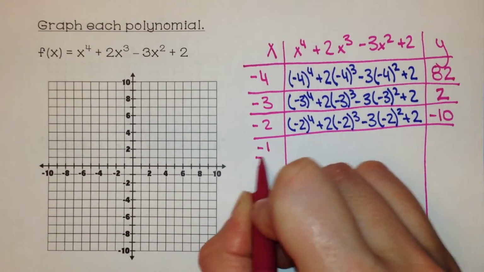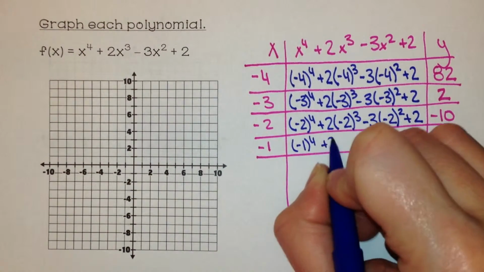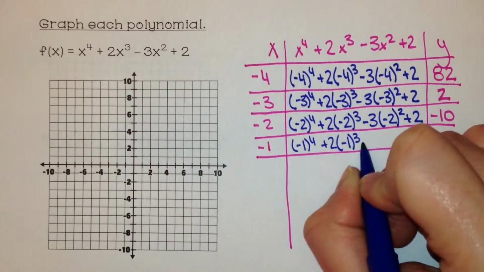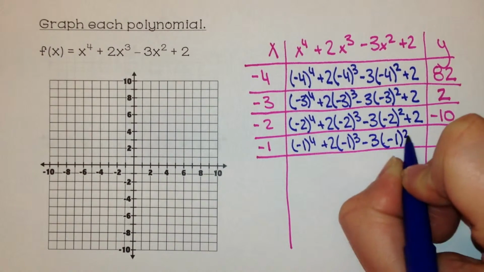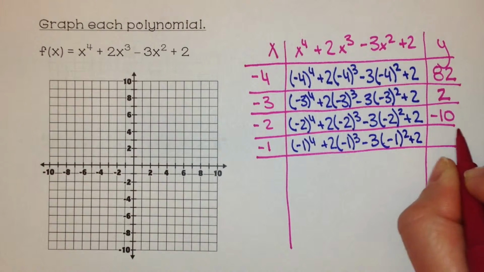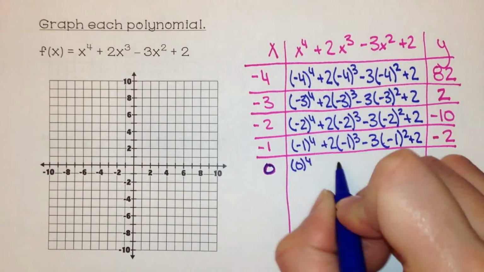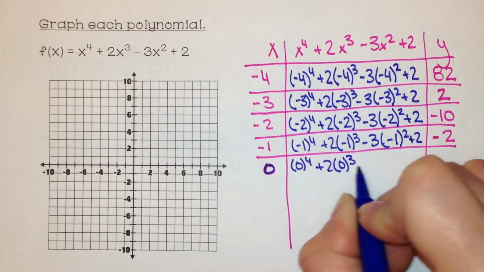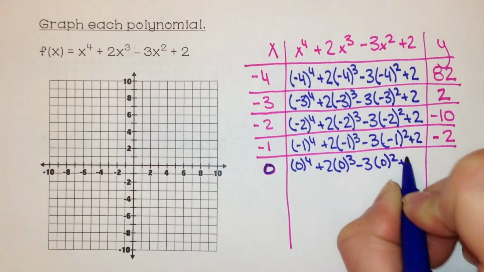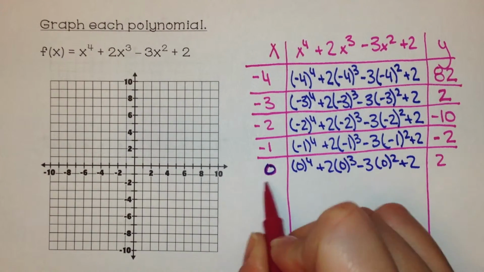So I'm going to plug in -1 for x. So we have -1 to the 4th plus 2 times -1 cubed minus 3 times -1 squared plus 2. And my answer was -2. And I'm going to plug in 0. Plug in 0 and I get 0 to the 4th plus 2 times 0 cubed minus 3 times 0 squared plus 2. And as my answer, I got out 2.